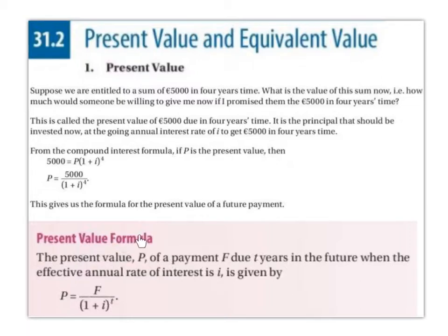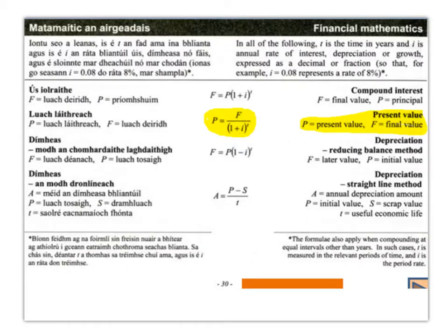Present value formula. The present value P of a payment F due in T years in the future, when the effective annual rate of interest is I, is given by P is equal to F divided by (1 plus I) to the power of T, where P is the principal amount and F is the future value. This formula is given to us on page 30 of our formula tables.